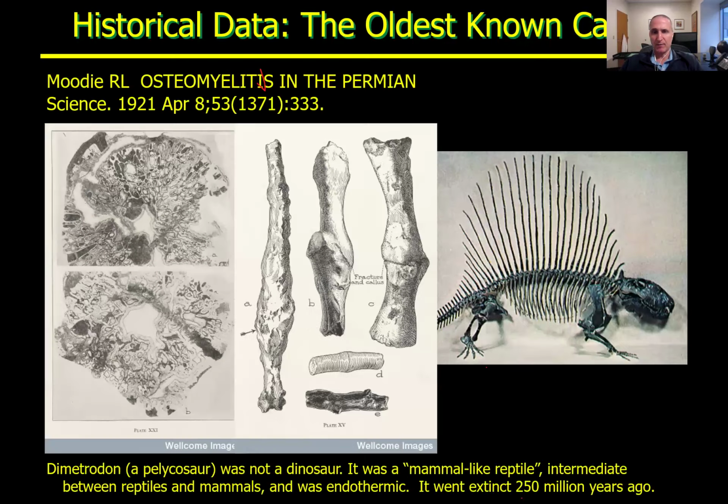I even had someone once suggest a woolly mammoth bone, fossil, whatever. But you have to go back a smidge further in time to this fellow right here. This is the oldest known case of osteomyelitis. Now, a Dimetrodon predated the dinosaurs. They went extinct 250 million years ago.